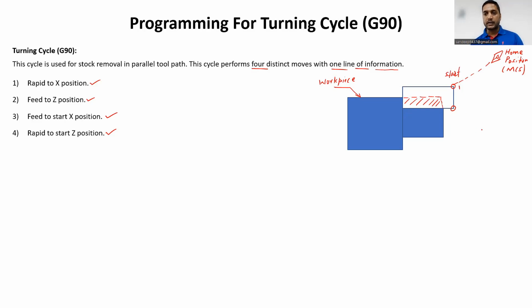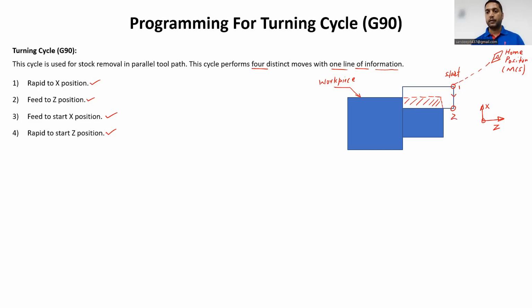In order to understand X and Z, let me draw a work coordinate system over here. We know this will be our Z movement of the cutting tool, and this will be X movement of the cutting tool. When we are moving in this direction, that is in the vertical direction, this is our X movement. And when we move in a longitudinal or horizontal direction, this will be our Z movement. Now, in order to remove the material from the workpiece, we are moving the cutting tool from point number 1 to 2.